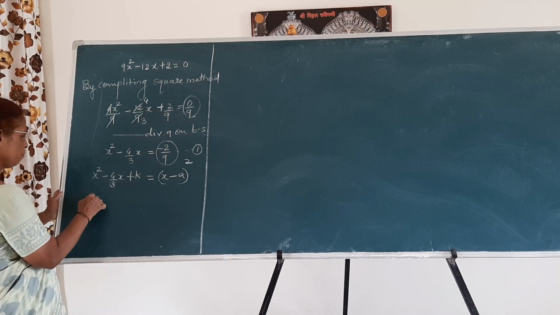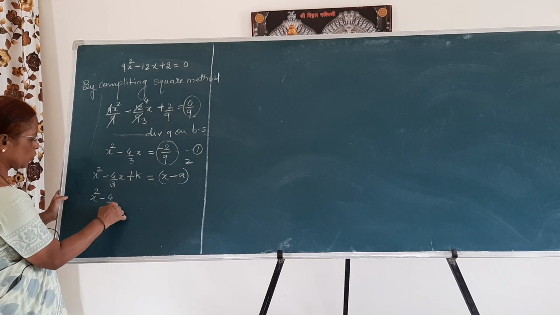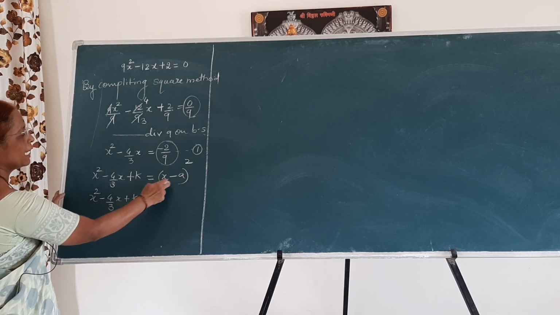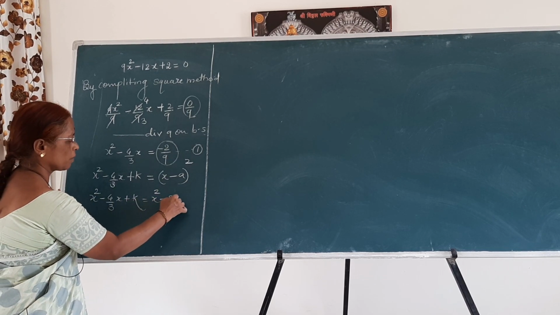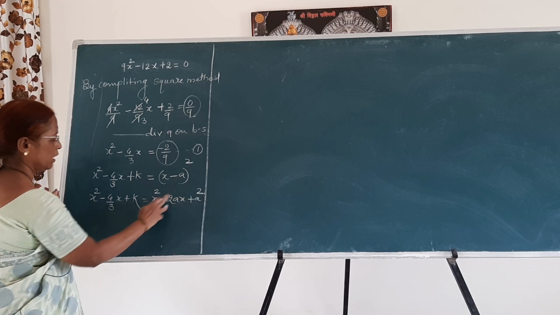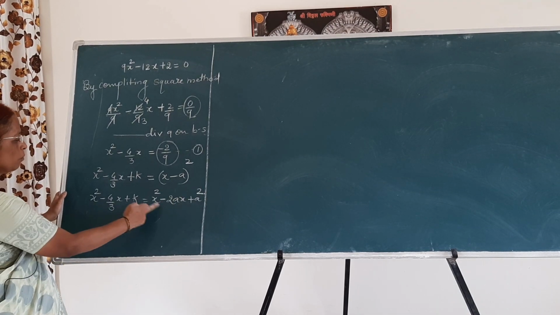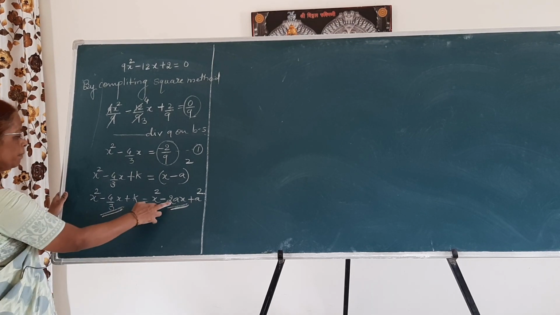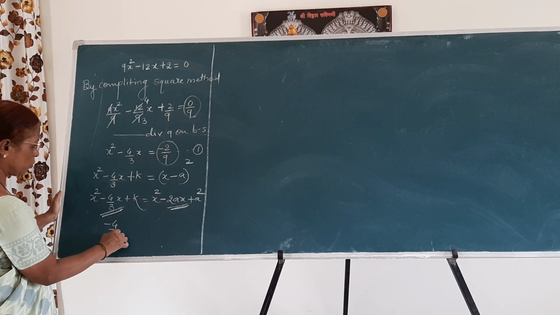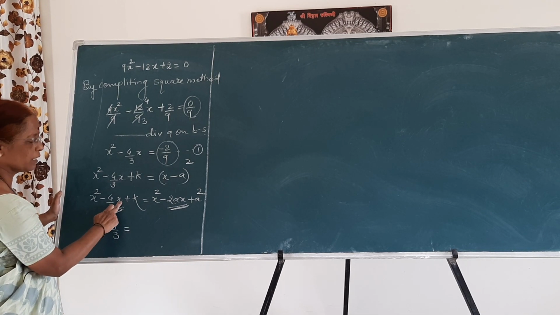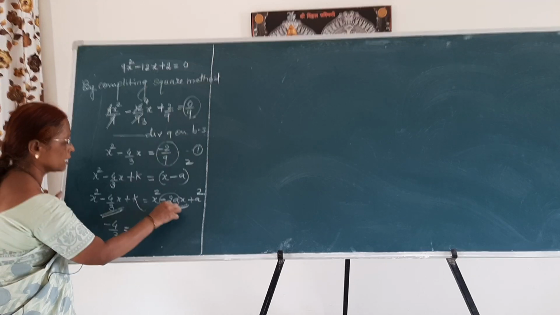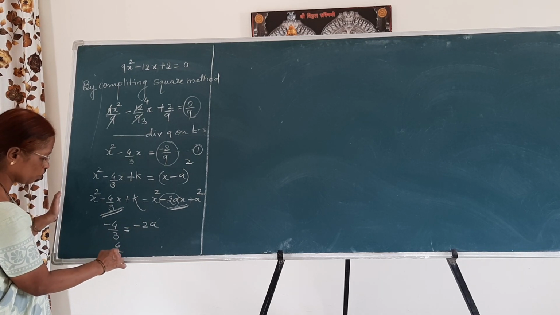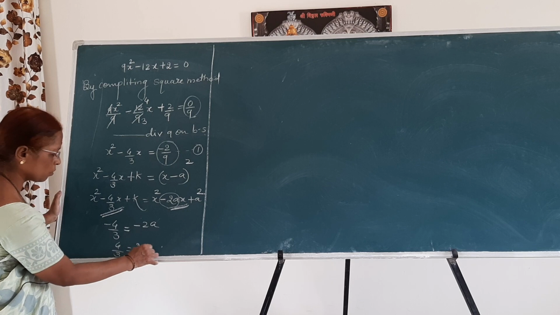Now expand it, so that x square minus 4 by 3x plus k is equal to, by binomial expansion, x square minus twice of ax plus a square. x square will get cancelled on both sides. Now the coefficient of x we have to consider and compare, means equate on both sides. Minus 4 by 3 is the coefficient of x on this side, and the coefficient of x on this side is minus twice of a. So minus will get cancelled and it becomes 4 by 3 is equal to twice of a.